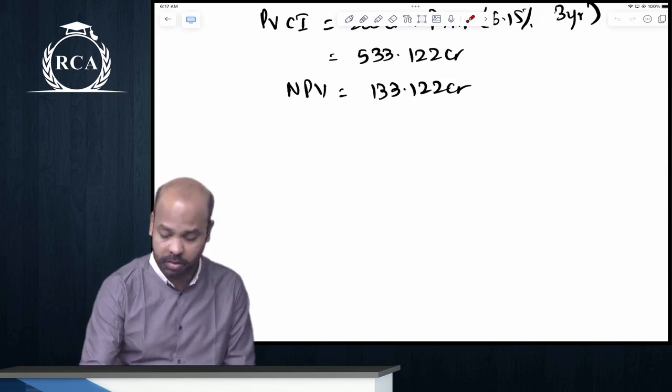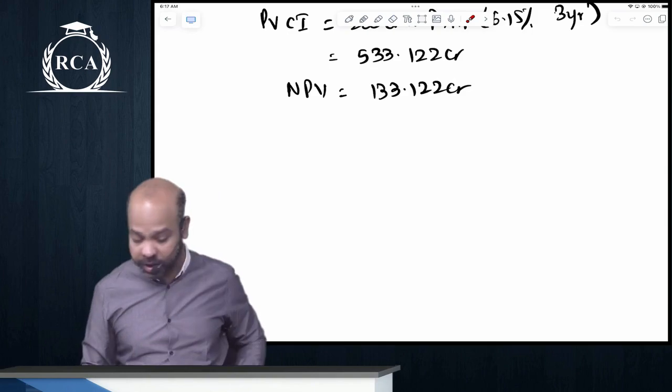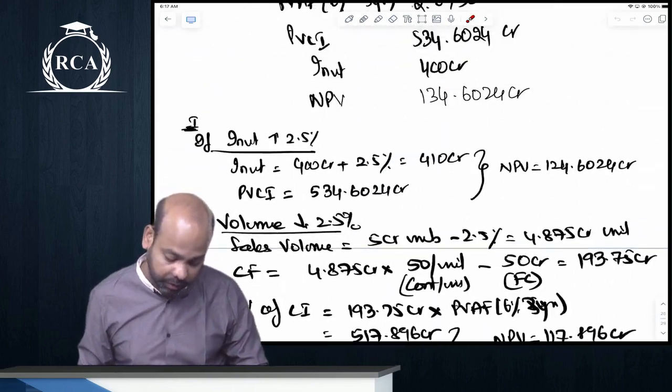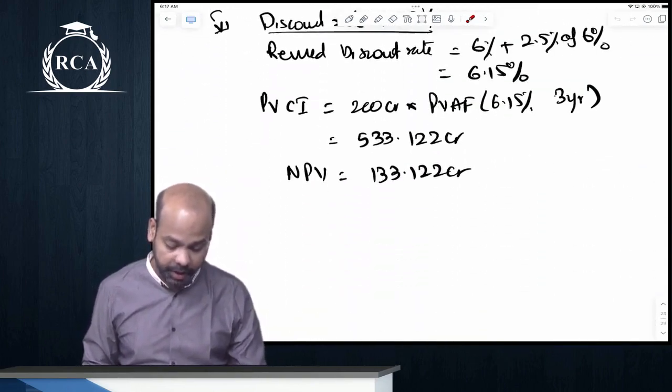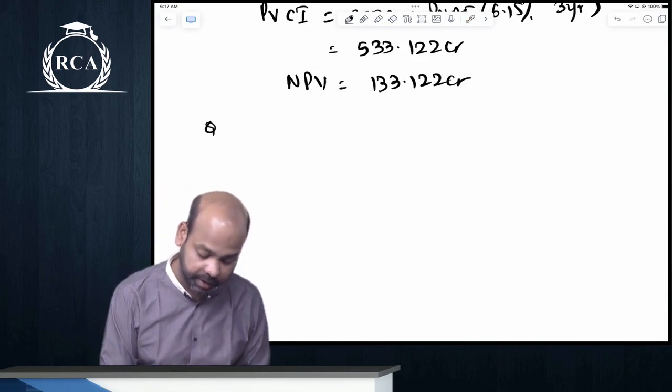Was any homework given? There was no homework given, guys. We just had to compute the percentage change in NPV of the last question that we were discussing. That was question number 18. We recomputed all the NPVs, guys. We just had to compute the percentage changes, correct?